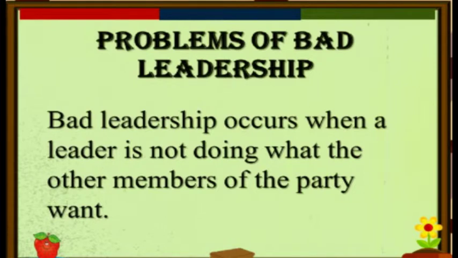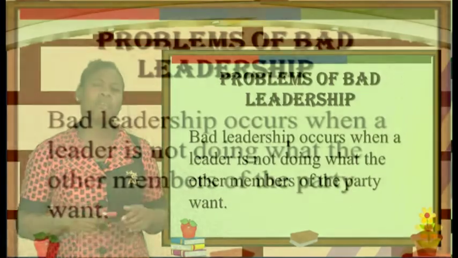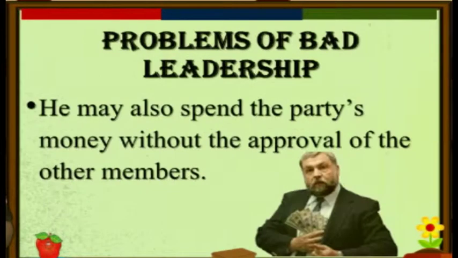Now, the reason why political parties are formed is so that bad leadership can stop. Now, we want to be discussing the problems of bad leadership in a country. Bad leadership occurs when a leader is not doing what is expected of him or her by his or her party members. Bad leadership also occurs when the person that has been elected and is already in a political office spends the party's money without the approval of other members. This is bad leadership, and it's a very big problem.